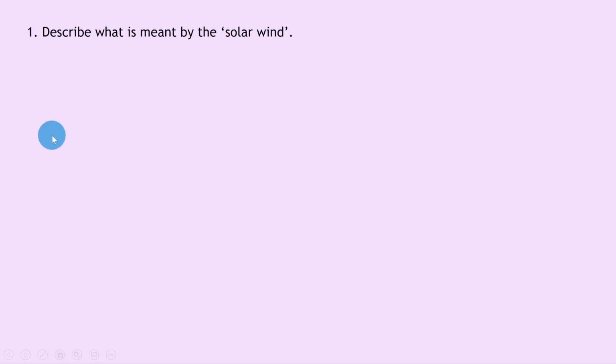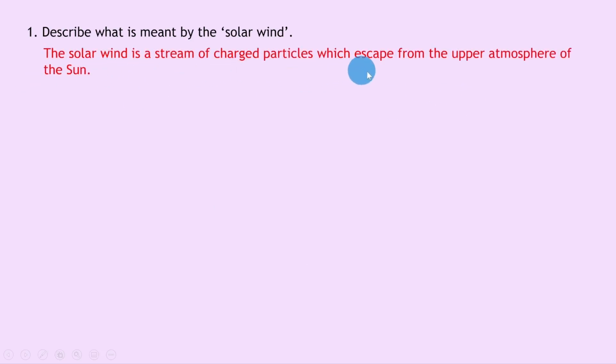So let's get started. Question 1 simply asks to describe what is meant by the solar wind. Well, straight from the theory, we have that the solar wind is a stream of charged particles which escape from the upper atmosphere of the sun. It flows outwards as a plasma at high speed.